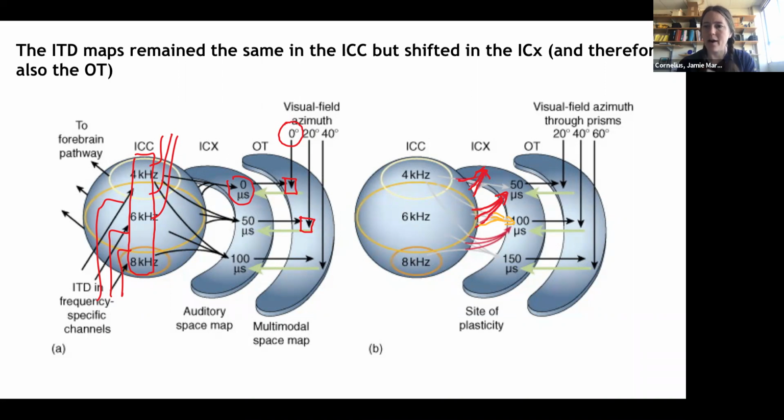And that's going to allow that acoustic field to shift relative to the visual field and now cause a 50 microsecond shift. So it used to be 0 microseconds correlated with 0 degrees shift. And now what we're seeing is that a 50 microsecond ITD correlates with a 20-degree prism shift.